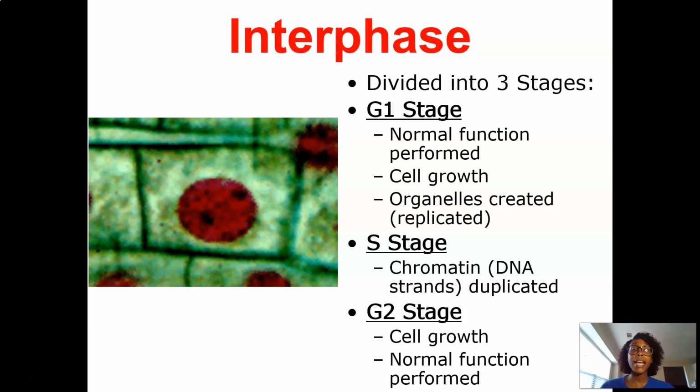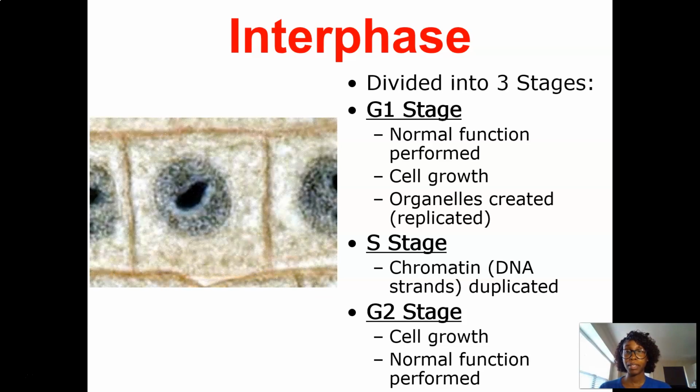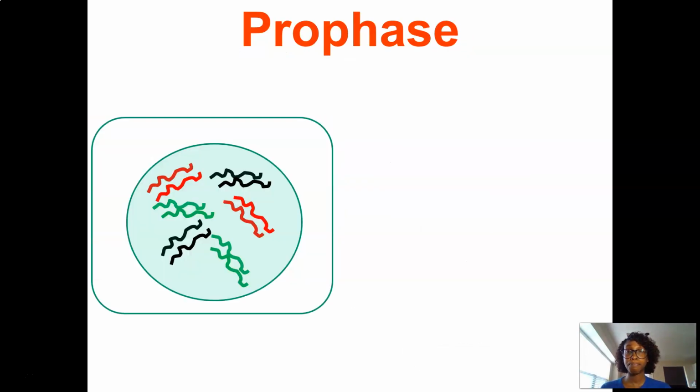So if we look at a cell undergoing interphase, this is how it will look under a microscope. We should know from our organelle modules that this is a plant cell because of how it is shaped in those little squares, like little cells. And again, this is how our cell will look under interphase.